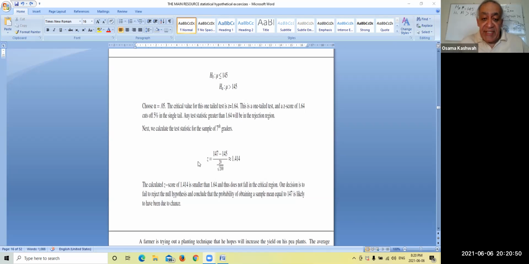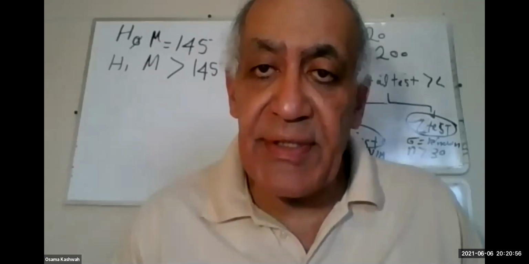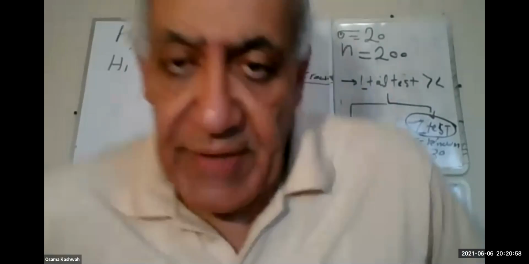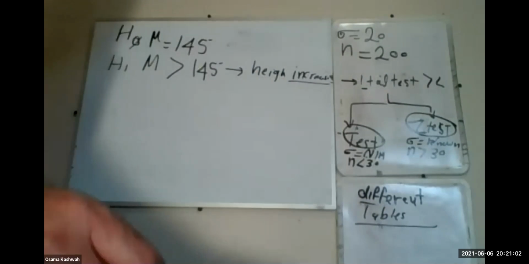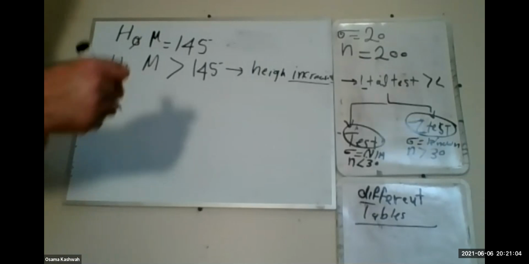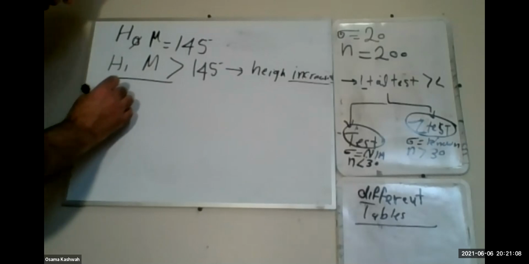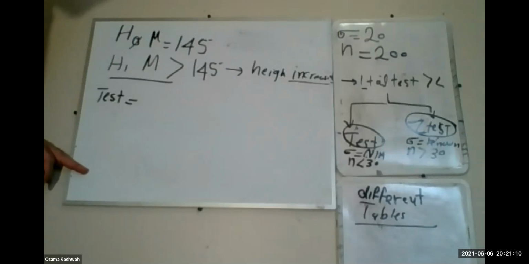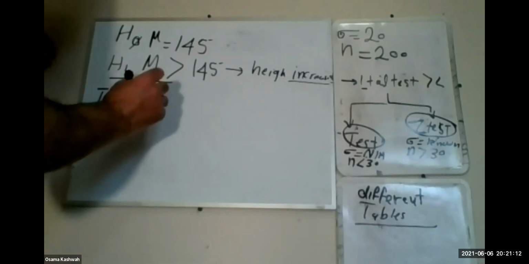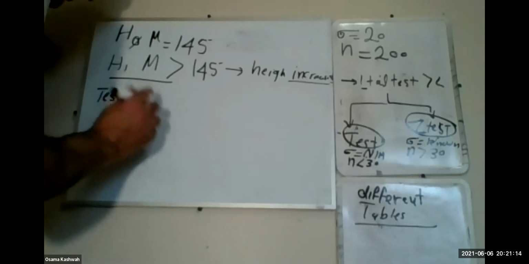I will do the Z test. I will stop sharing and do the Z test. The Z test is telling me here, it's the test. I did the hypothesis, the test tool. I will use now the test. The test tool is Z.